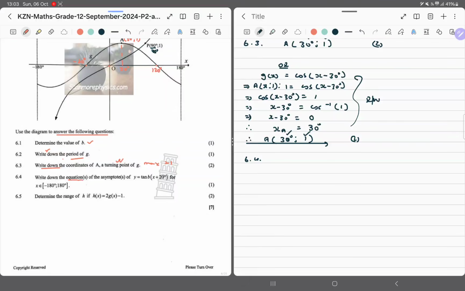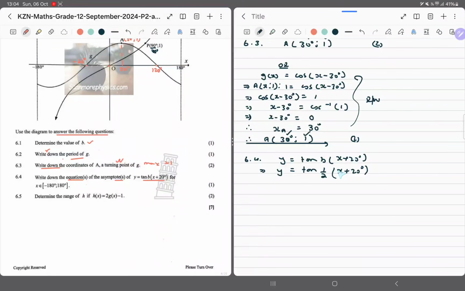Write down the equation or equations of the asymptotes of y equals 10b of x plus 20 degrees for that interval. So now we need to be very careful. We have y equals 10b of x plus 20 degrees. This implies that y equals 10. We saw that this is a half, right? We saw the value of b was a half. Now we have what? x plus 20 degrees, so that's fine.